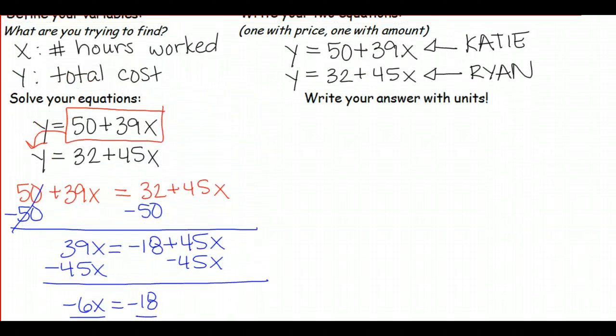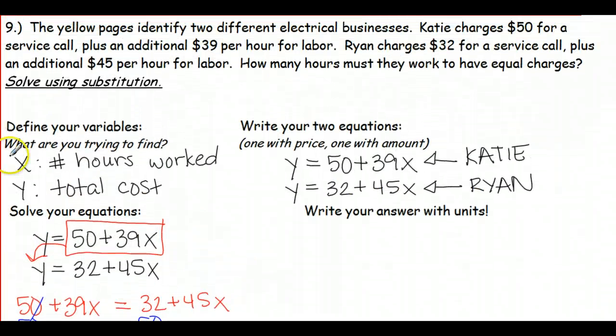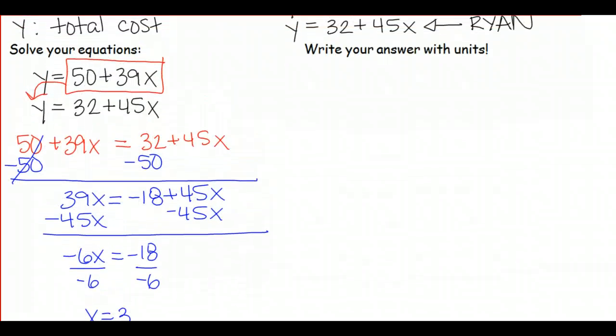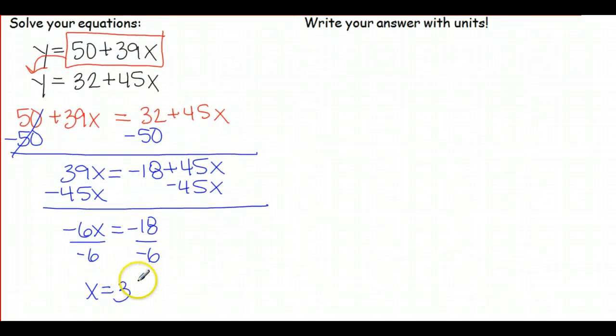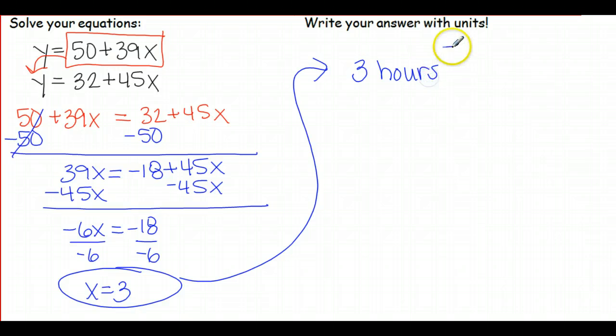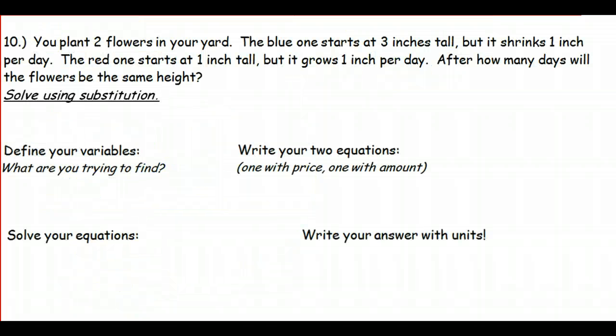So, do we have to solve for y? No, because the question is, how many hours must they work to have equal charges? They don't want to know what the total cost will be, just how many hours they have to work. And we said that x was the number of hours. So our answer would be 3 hours is how much they would have to work in order for the cost to be the same. All right, let's do the next example.